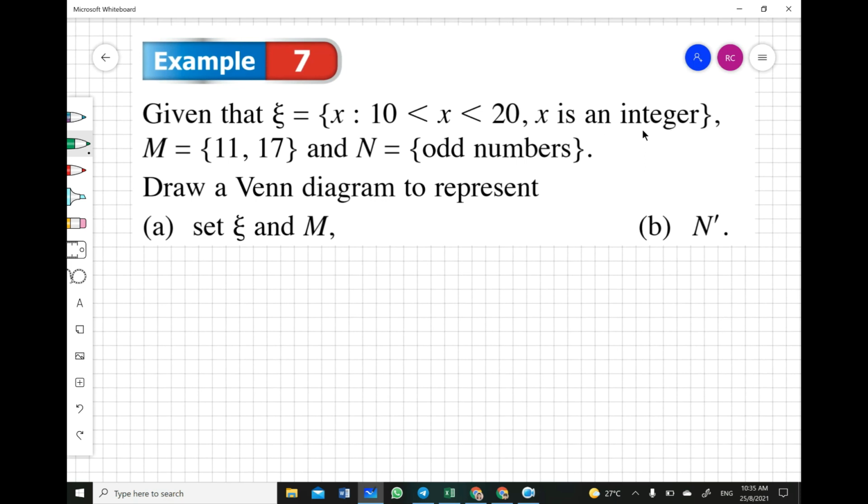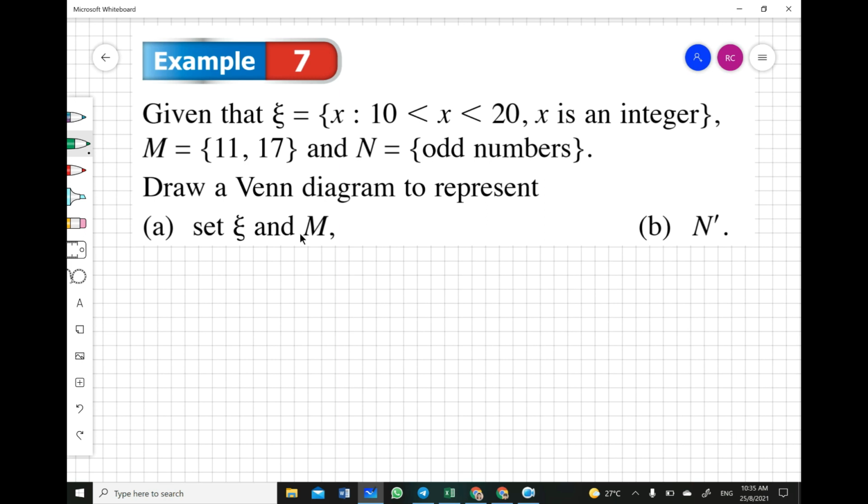The purpose they say x is an integer is so that you don't mix up the integer and the decimal. It could be 10.1, 10.2, 10.3. So when they mention integer, it must be 11, 12, 13, and so on. Now M is equal to 11, 17, and N is equal to odd numbers. They ask you to draw a Venn diagram to represent the universal set and also set M.